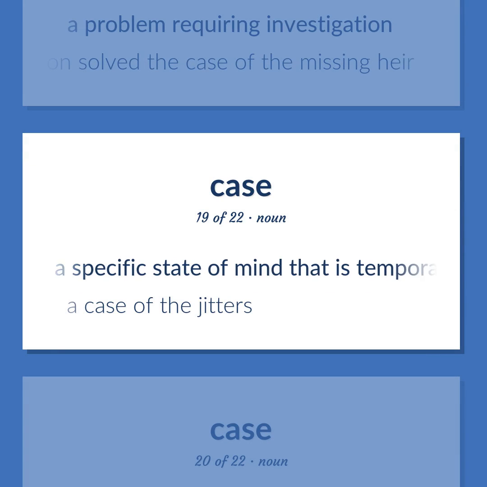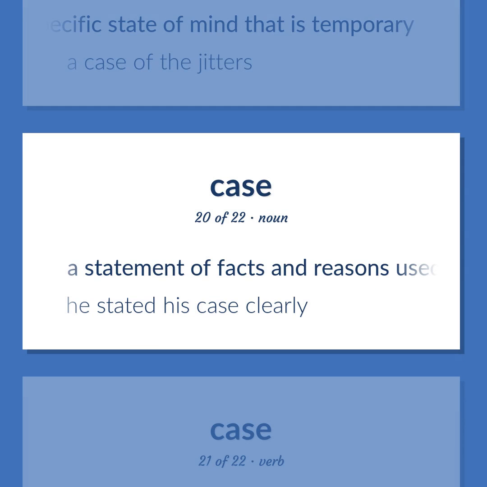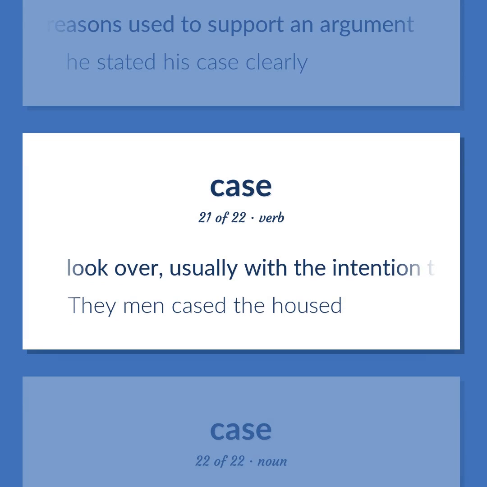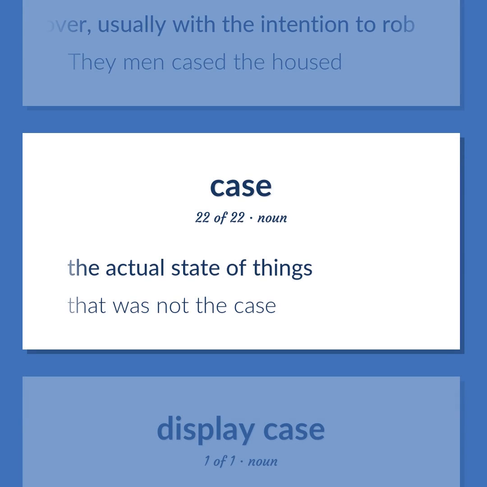A specific state of mind that is temporary. A case of the jitters. A statement of facts and reasons used to support an argument. He stated his case clearly. Look over, usually with the intention to rob. The men cased the house. The actual state of things. That was not the case.